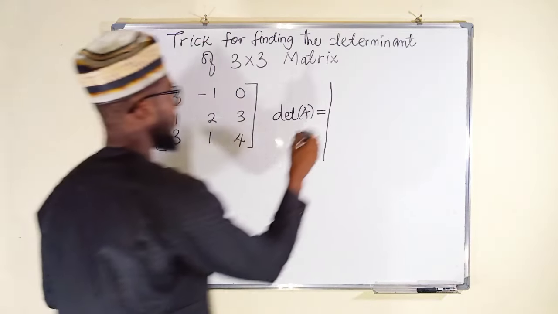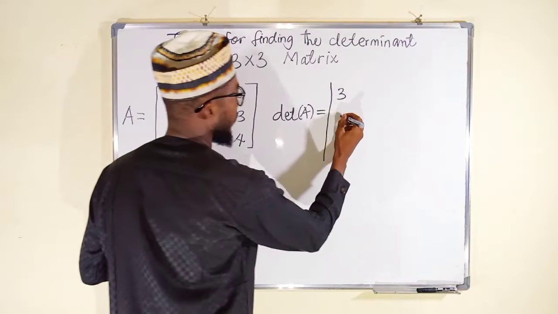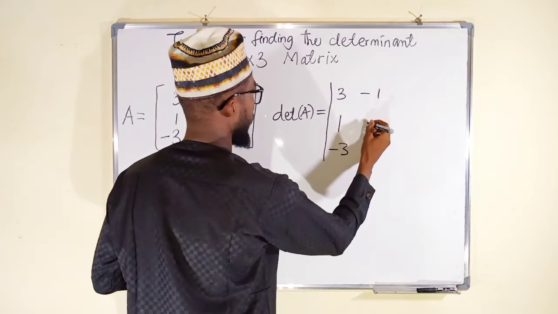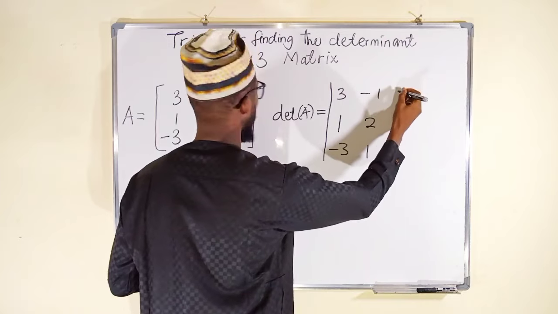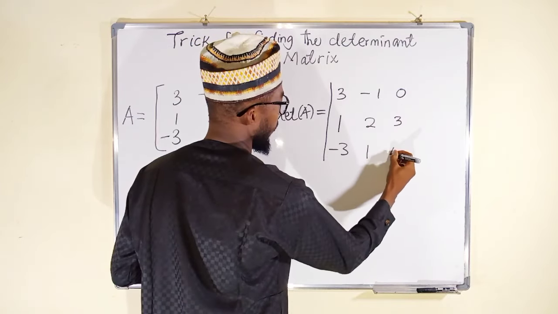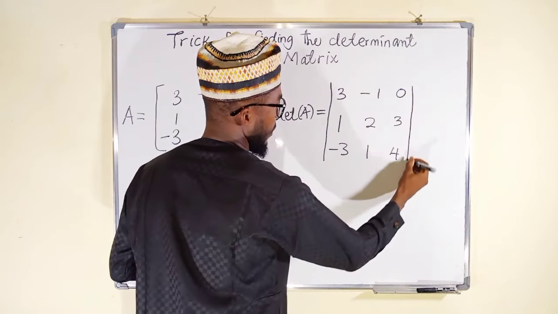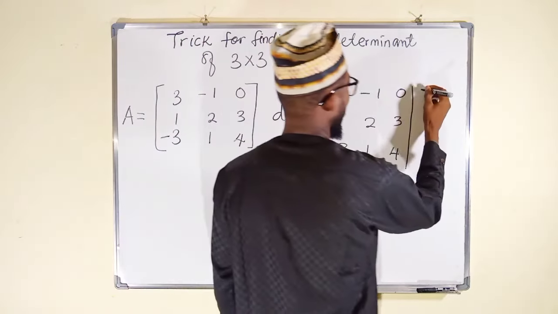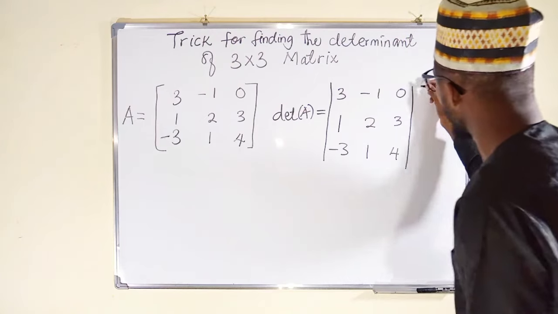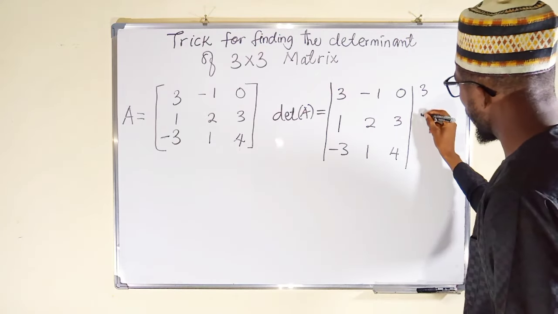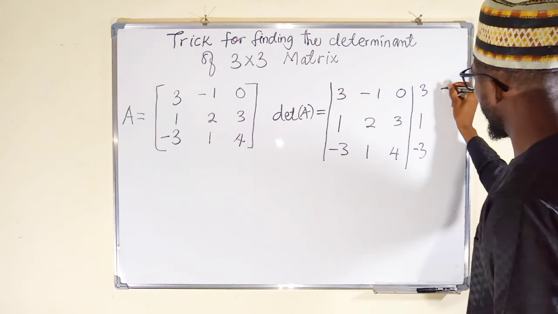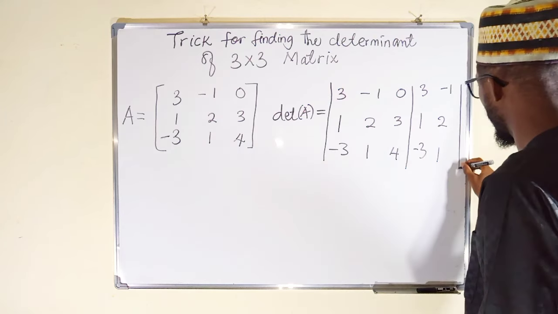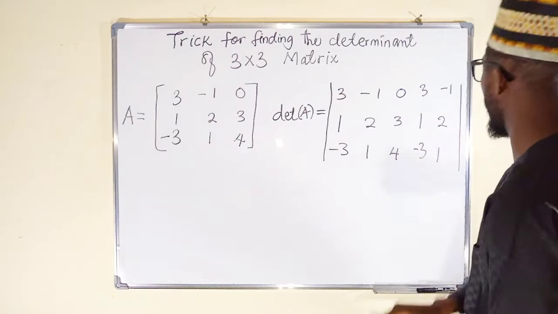Let us list our elements. We have 3, 1, and negative 3. The next one is negative 1, 2, and 1. The last column we have 0, 3, and 4. Next, repeat the first and the second column. We have 3, 1, negative 3, negative 1, 2, and 1.